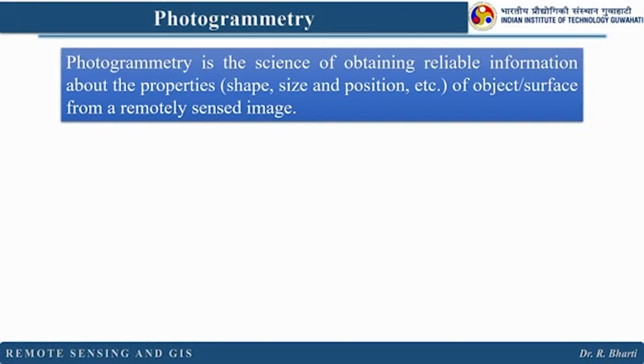Photogrammetry is the science of obtaining reliable information about the properties, like shape, size and position of any object or the surface from a remotely sensed image. So here basically we want to extract the information related to shape, size and position etc. of an object or the surface which is acquired by the remotely sensed image.